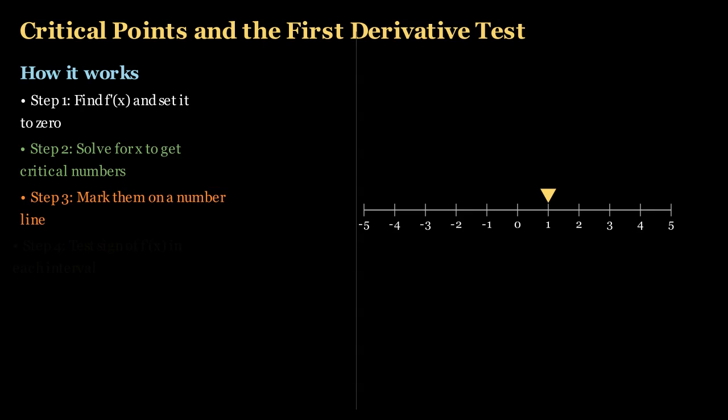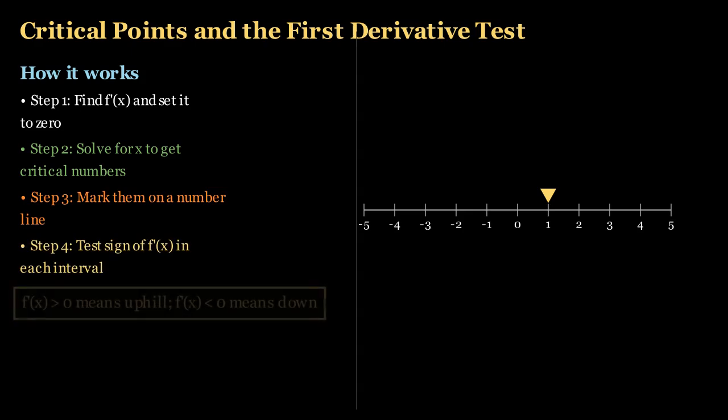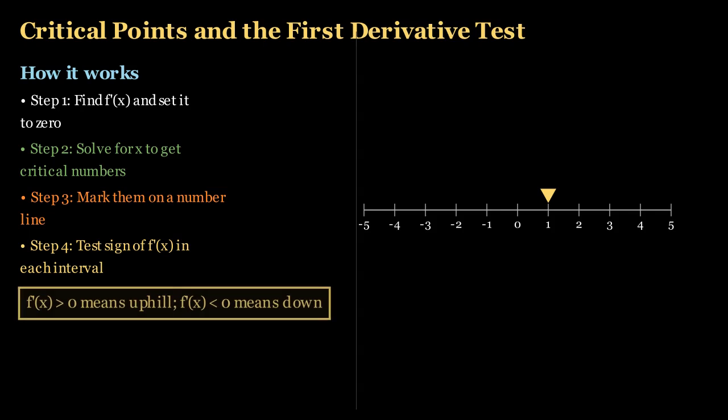Now, pick any test number inside each interval and plug it into f prime of x. If f prime is positive, the graph is going uphill on that whole interval. If it's negative, it's going downhill. A sign change from positive to negative means you found a local maximum peak. A change from negative to positive means a local minimum valley. No sign change means a flat plateau.